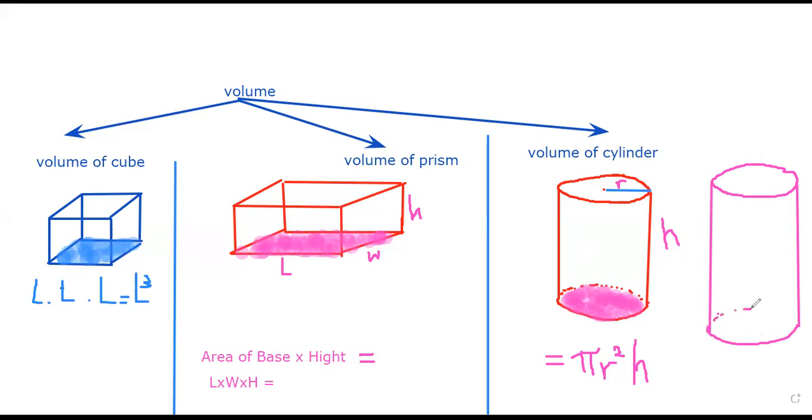So for any circle which represents the base of the cylinder, we have to check: do we have the radius directly or did he give us the diameter? In case we have the diameter, before you start, you have to divide the diameter by 2 to find the radius, right? Then after that, you will multiply by the height.